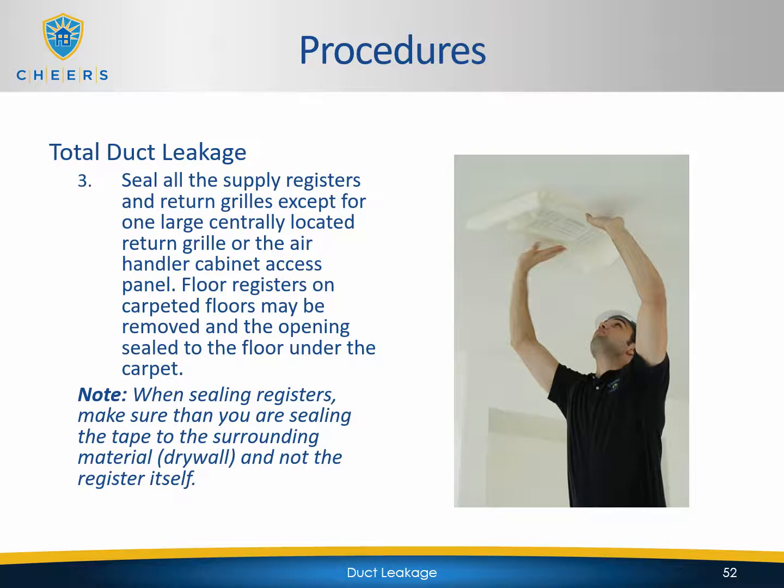So you're going to seal all supply and return registers. If there are multiple returns, you want to seal all the secondary returns, and you're going to be using the main return to hook up your duct blaster in the next step.